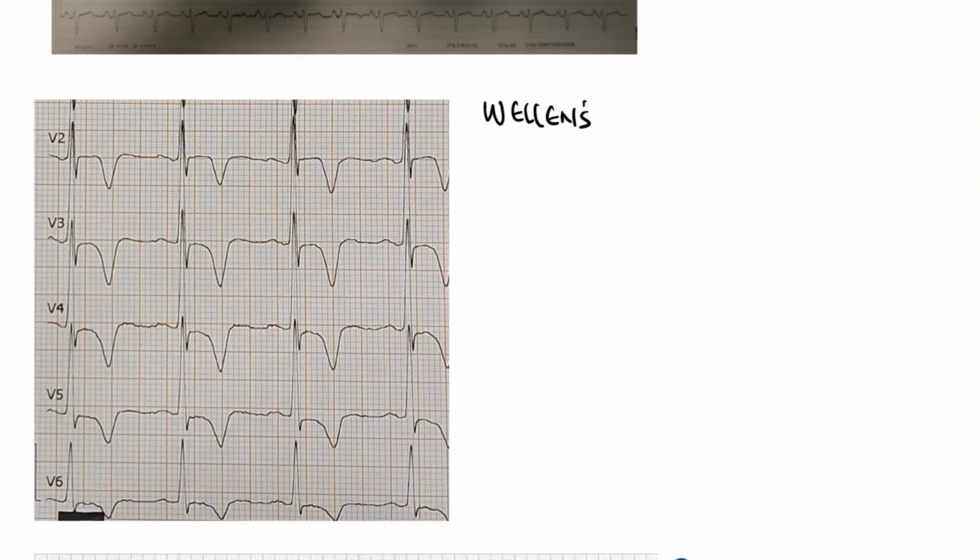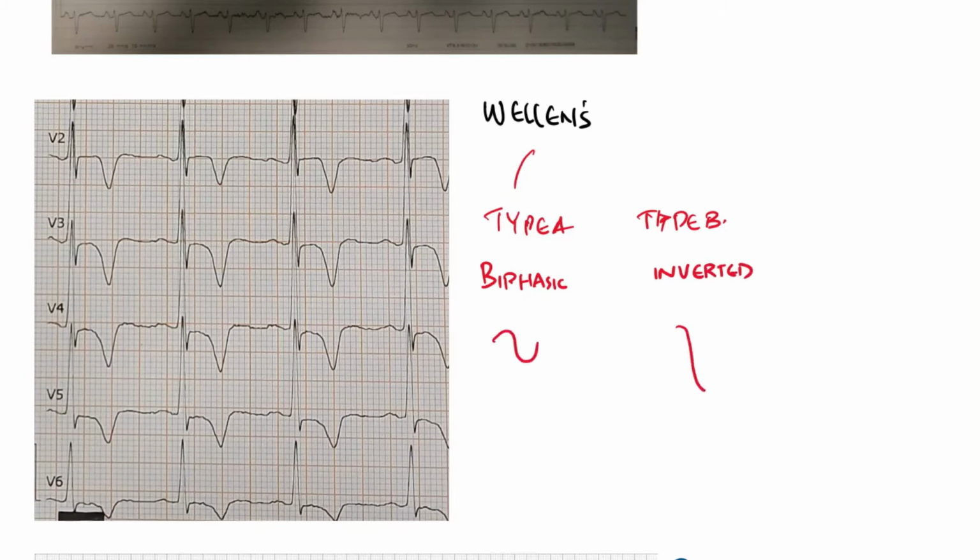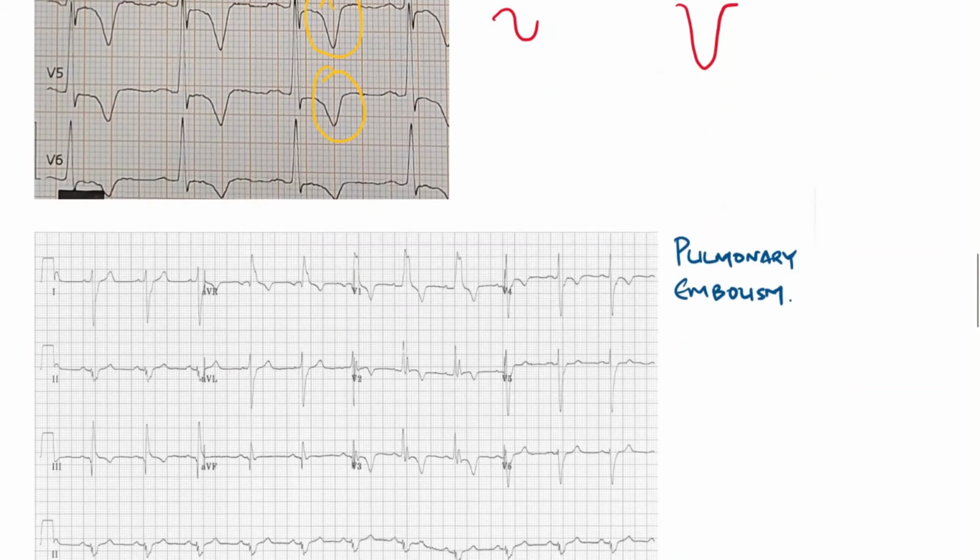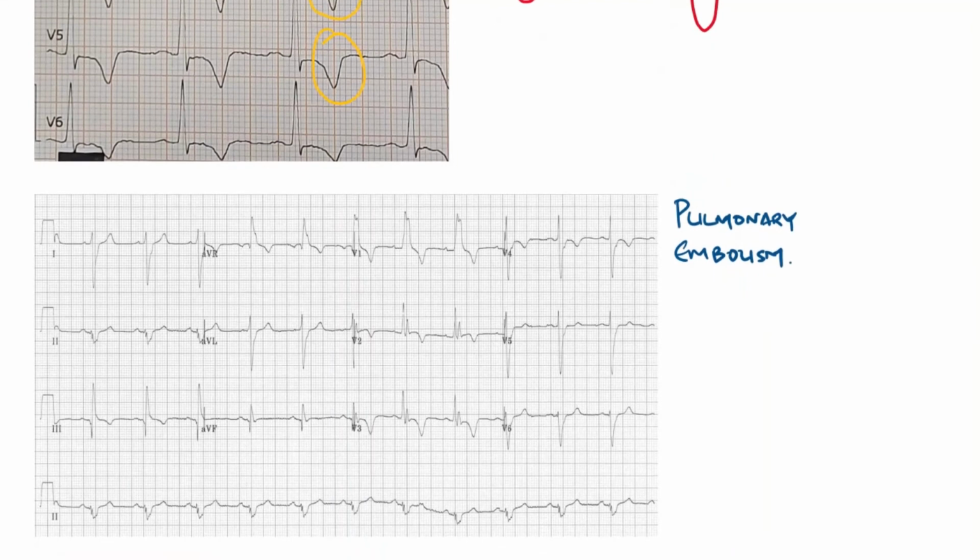The next one is Wellens Syndrome. Wellens Syndrome can either be type A or type B. Type A is going to have a biphasic T wave, while type B will have deeply inverted T waves. This is basically indicative of critical LAD stenosis. You can see these over here. In the right clinical context, of course, if the patient has cardiac sounding chest pain, then you think of Wellens Syndrome.